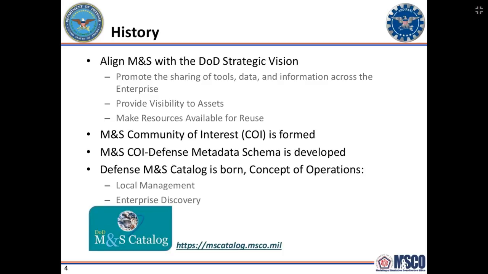The Defense M&S Catalog was then established by the Defense Modeling and Simulation Coordination Office to support the visibility component of this strategic vision and provide an avenue for M&S organizations to make resources available for reuse. These points support the two value propositions that make up the catalog's concept of operations, which are local management and enterprise discovery. As we move through this webinar today, you will see how the concept of operations has been satisfied by the components that make up the M&S Catalog.